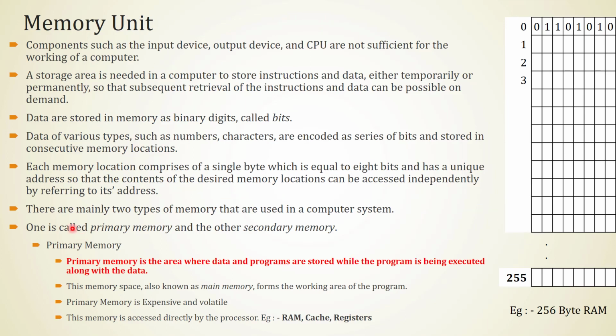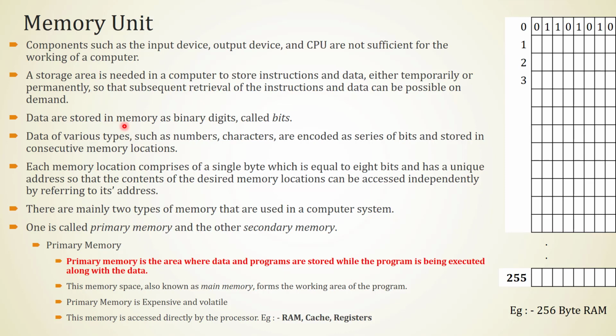Memory unit. Components such as input device, output device and CPU are not sufficient for the working of a computer. A storage area is needed in a computer to store instructions and data, either temporarily or permanently, so that subsequent retrieval of the instructions and data is possible on demand. We have some data, and we need some instructions to apply operations on the data. To store these instructions and data, we need a storage area called memory.